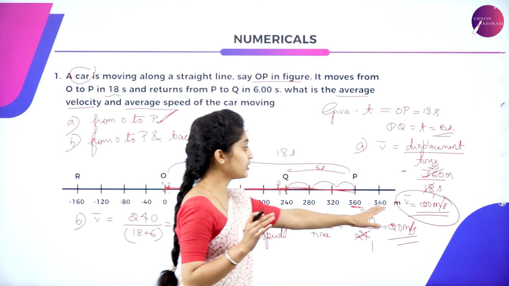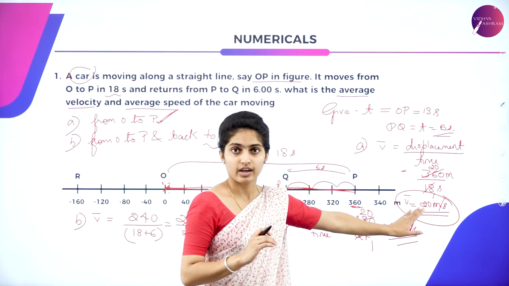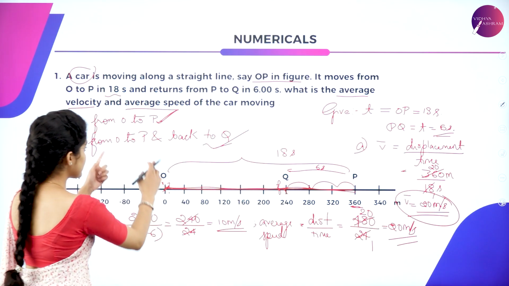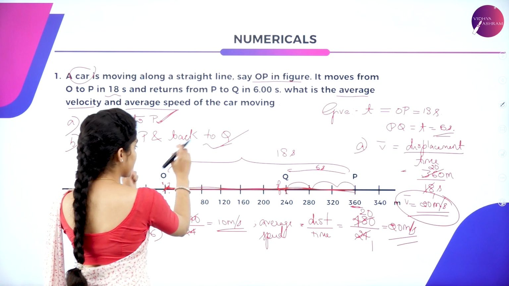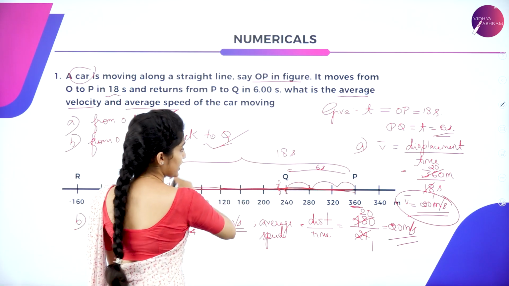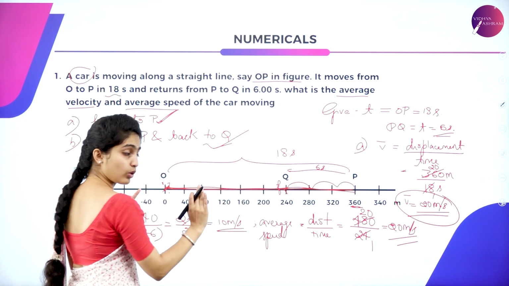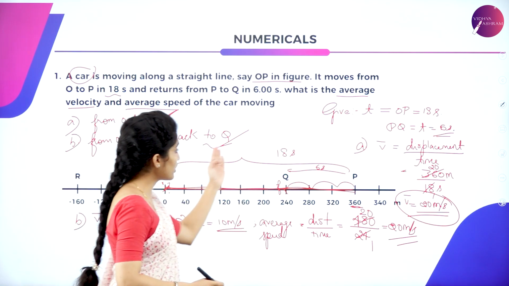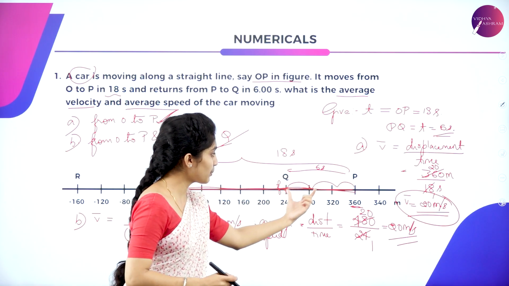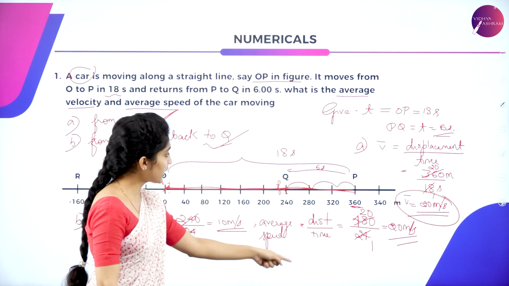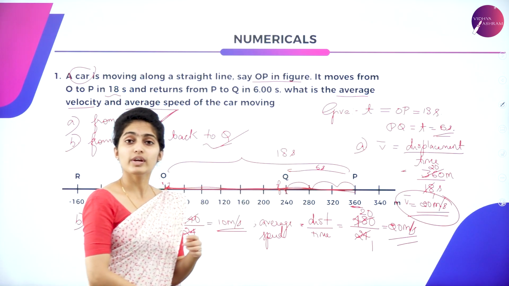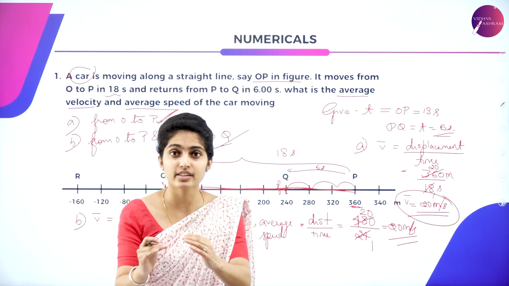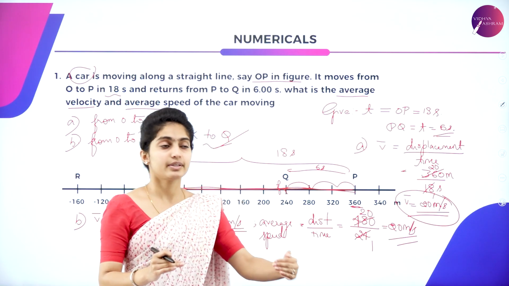So I just finished with the one identification, that is average velocity. Similarly, it will go with the second one, from O to P and back to Q. From O to P, it is taking a complete path. So what is speed? It is distance divided by time taken. So it is the total path covered, that is 360 plus 120, and the total time for this is 18 plus 6. When it comes to average velocity, we are calculating only displacement, that is the shortest path covered.